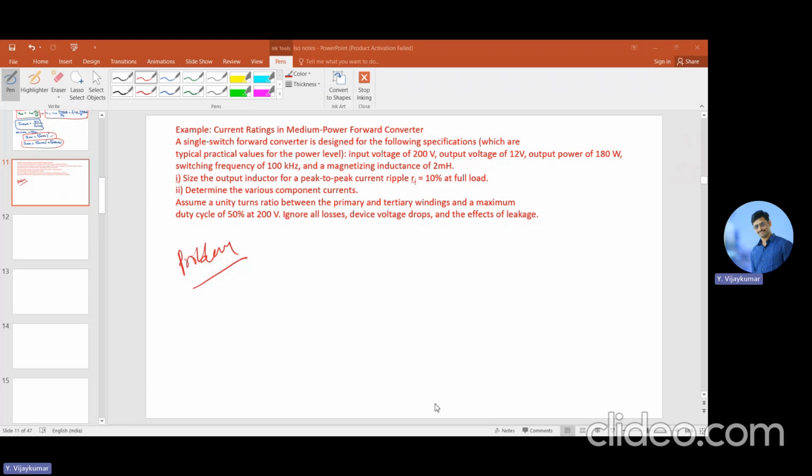We also discussed the reflected secondary currents, the reflected primary currents, the voltage across the inductor, and the maximum peak current. So now today we are going to discuss a problem.